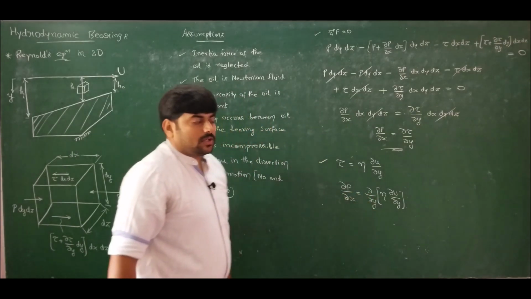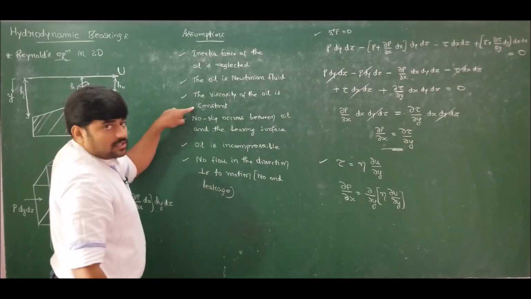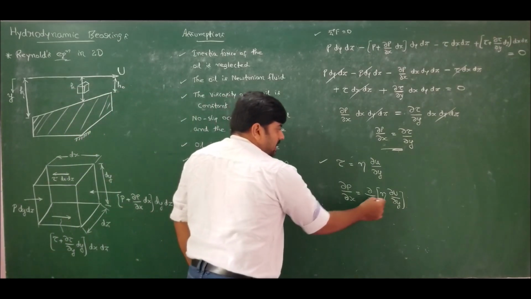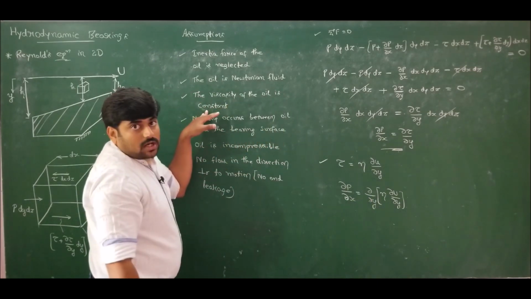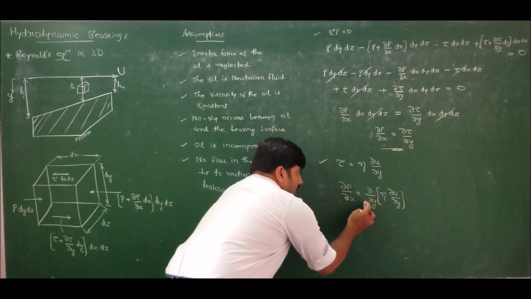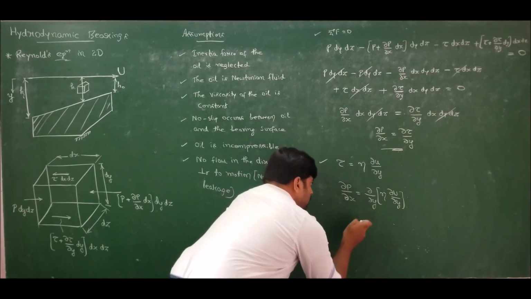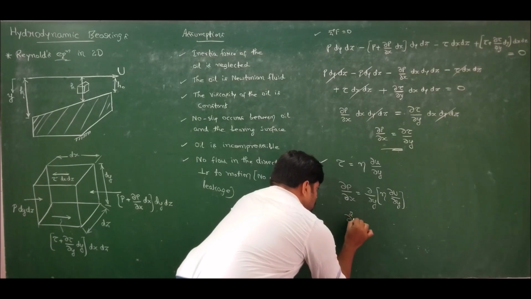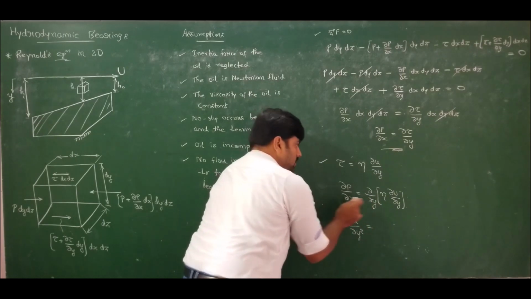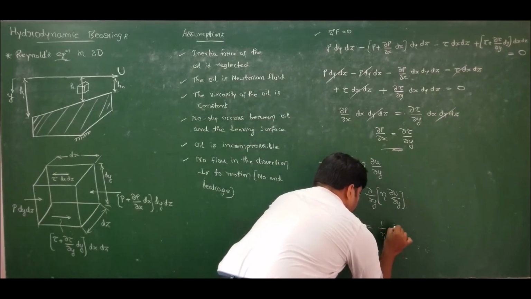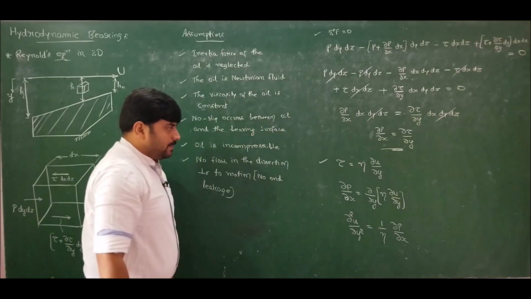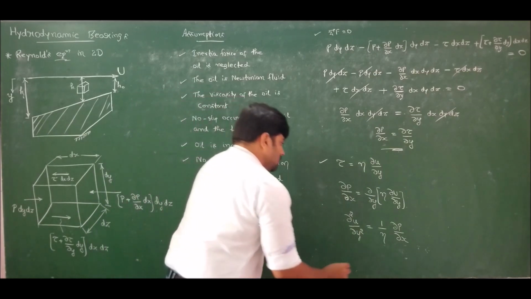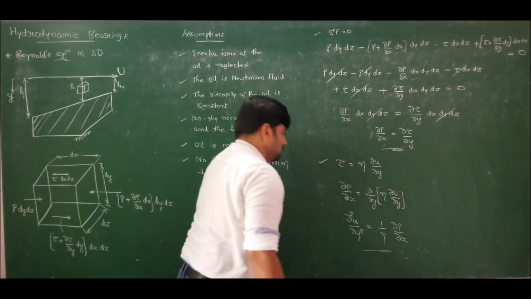So incorporate the third assumption also. What is our third assumption? The viscosity of the oil is constant. So since eta is constant, I can take eta outside. Correct? I can take eta outside because viscosity of the oil is constant. So I will take it out, and if I send it here, I will end up with ∂²u/∂y² equal to 1 by eta ∂P/∂x. Right? So this is what I got.